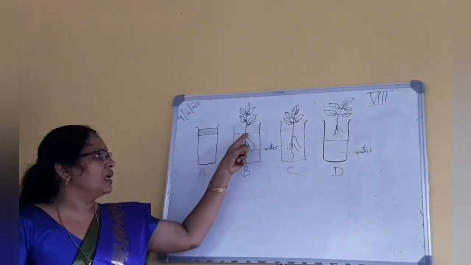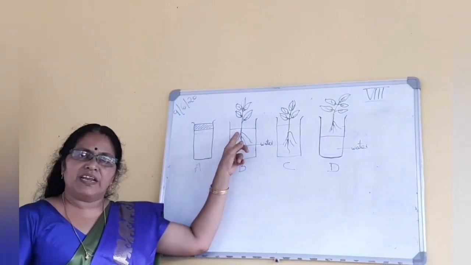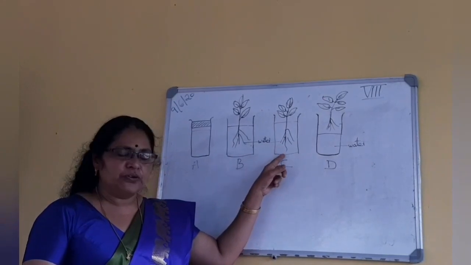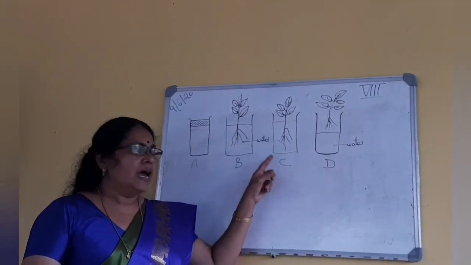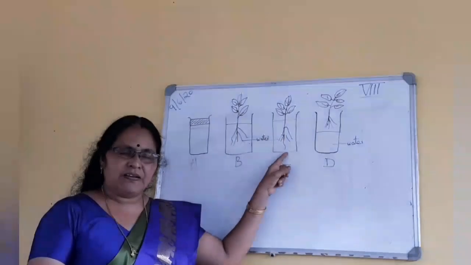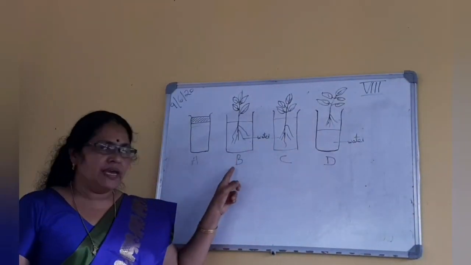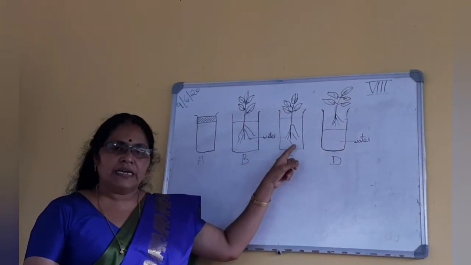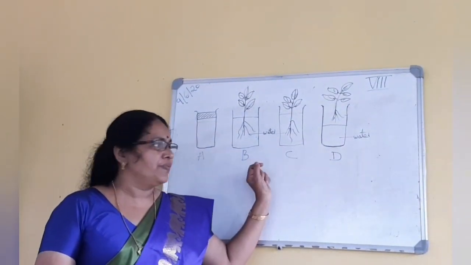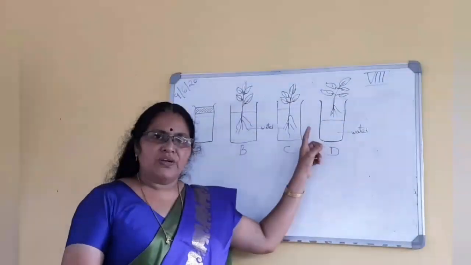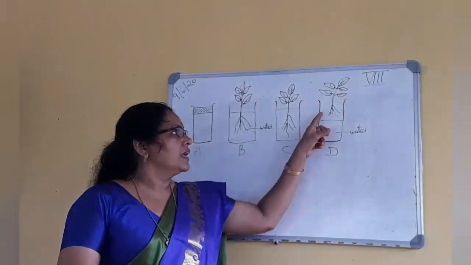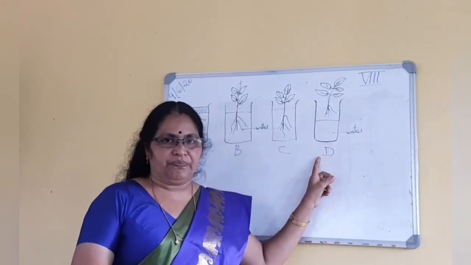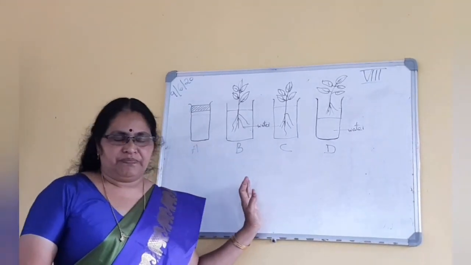add 1 drop of oil on the surface of the water to prevent the evaporation of water from the test tube. Take another test tube, name it as C, keep a plant in that like B, but the only difference is that you add 1 or 2 drops of colored ink in the third test tube. And take another test tube, fill it with water and keep a plant, but its roots should not touch the water. Keep the setup for some time.